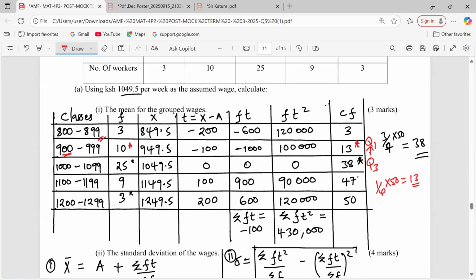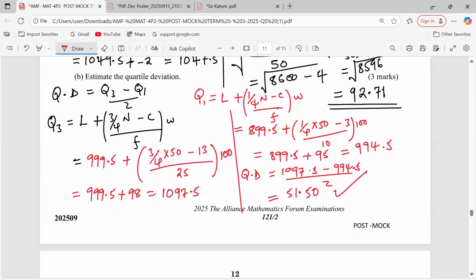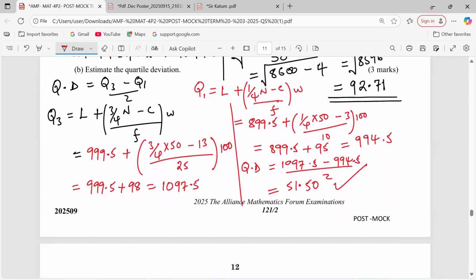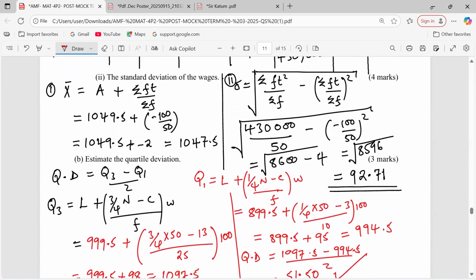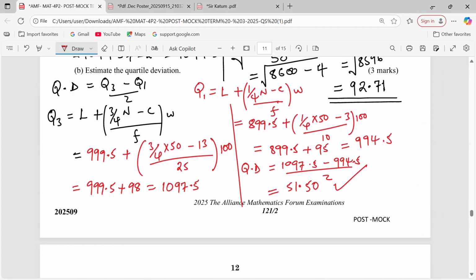You get 899.5. For the Q3, we take the lower limit of 1,000. We add the previous upper limit, 999, and we divide by 2. We get 999.5. Even when calculating the median, that is the approach you're supposed to use. That way, you will not be confused, even when the data is continuous. This is discrete data, and even when it's continuous and you apply the same, the lower boundary is given by the lower limit of the class plus the previous upper limit. Then you divide by 2. You will never get lost in such a case.